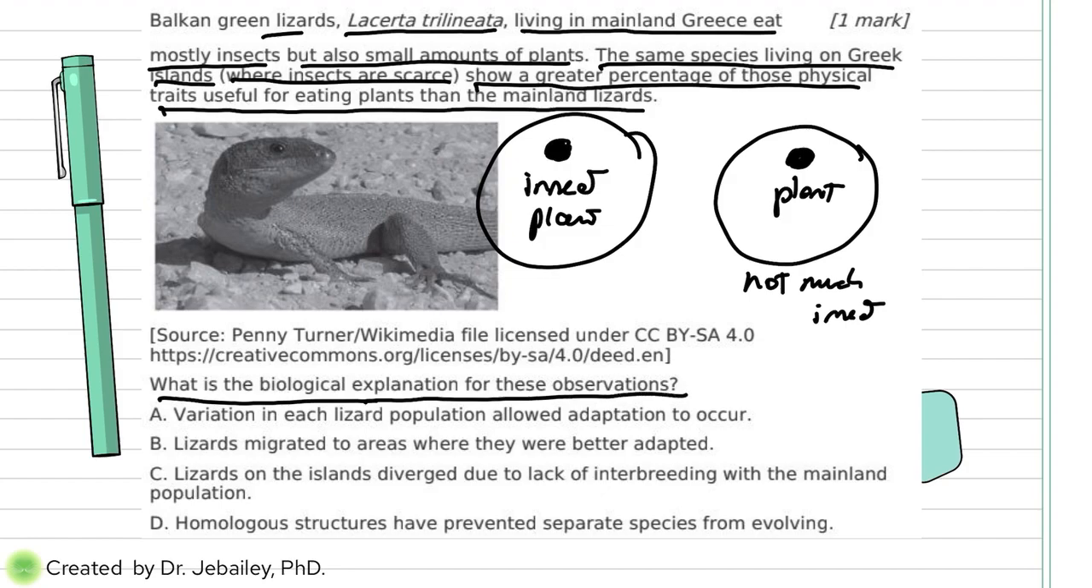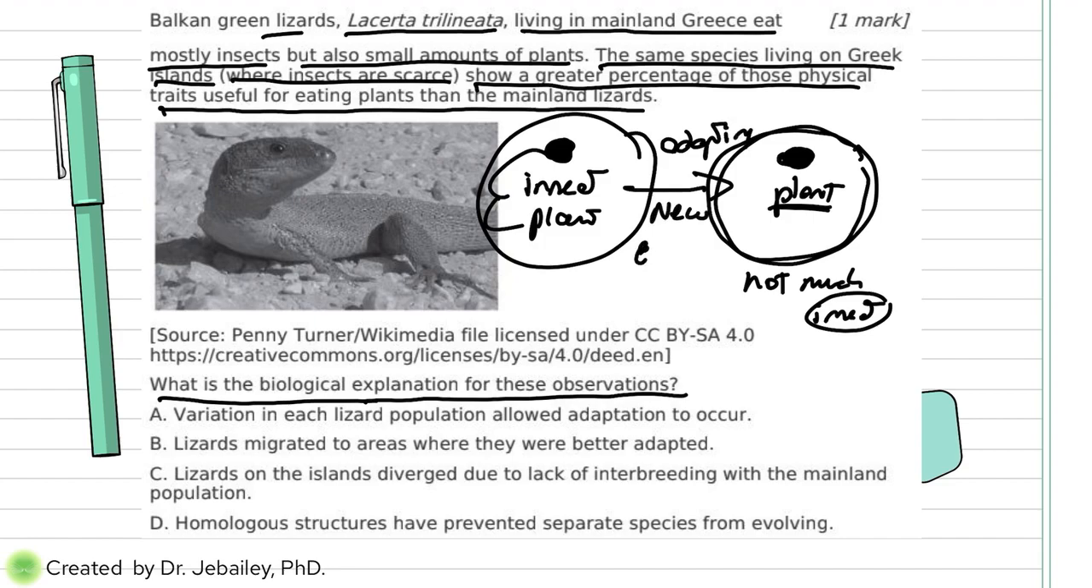So the question says, what is the biological explanation for this observation? So basically they're saying that the lizard on this island was able to eat insects and plants. And then on this island, the lizard somehow only had the features that make them eat plants, but he doesn't have traits that eat insects. So somehow he was adapting to the new environment. That's what he was doing. So this would be more like an adaptive radiation. So let's look at what answers we have here. A, variation in each lizard population allows adaptation to occur.